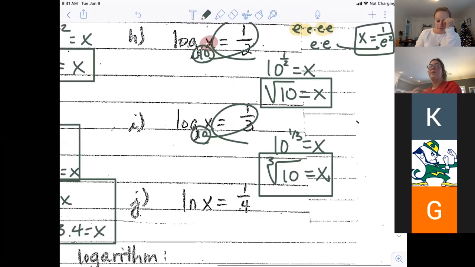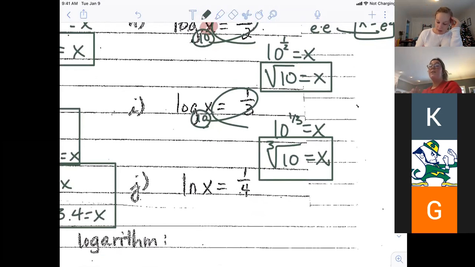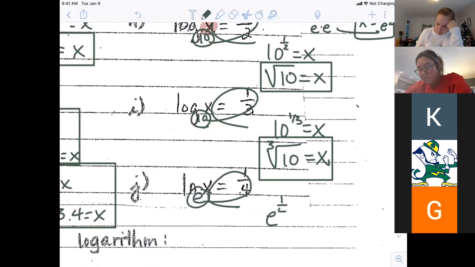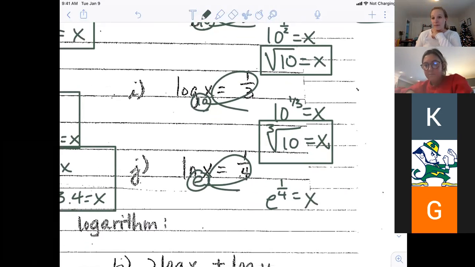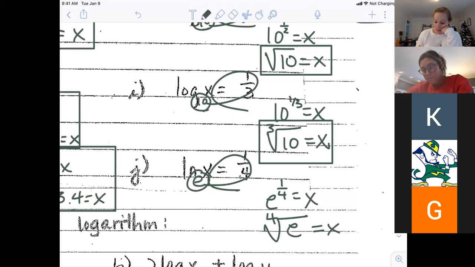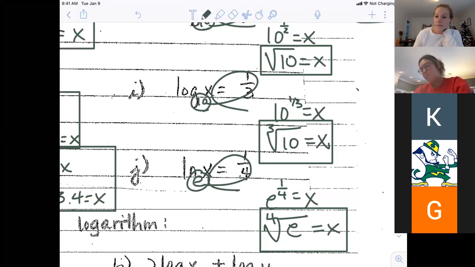Same idea for the next one. ln of x equals 1/4. Remember, ln is base e. So I can do e to the 1/4 equals x. The only way we can simplify that is to make that 1/4 a fourth radical. So the fourth root of e equals x. I'm sure there's a better name for it, I just don't know it right now. Quartic root, I guess. Quartic root of e equals x. Kind of ugly.